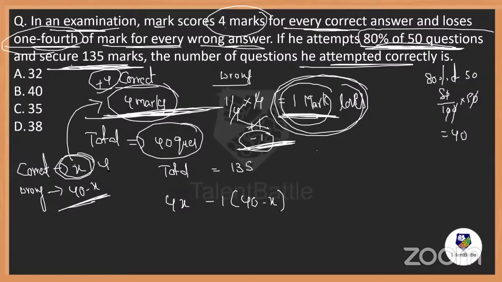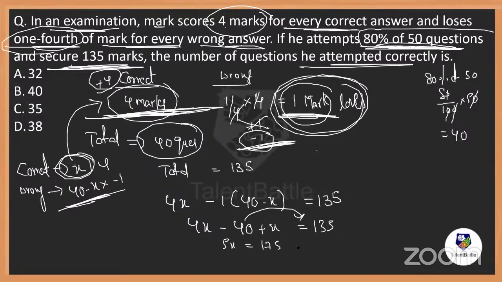So the correct marks are 4X and this is minus 1 times 40 minus X. Adding both of them, it should be equal to 135. So 4X minus 40 plus X equals 135. We solve it: 5X equals 175, since this goes to the other side. Then the value of X is 175 divided by 5, which is 35.